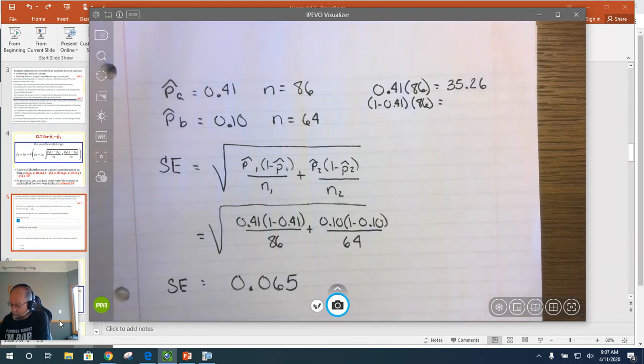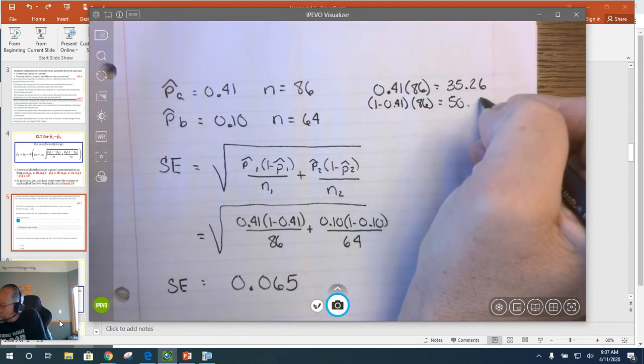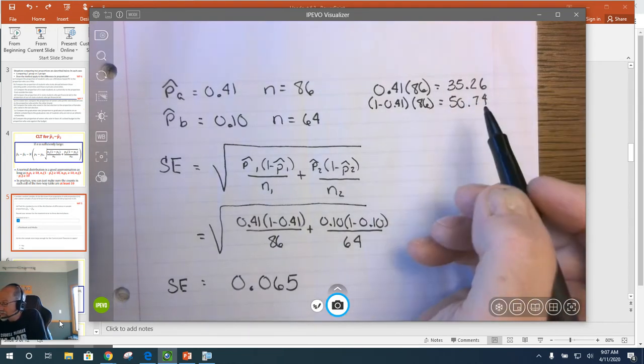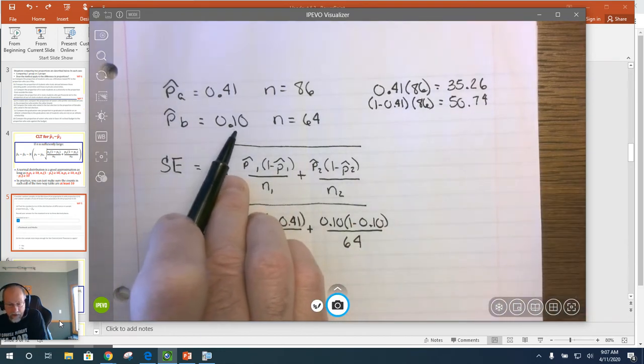And I'll just do the calculation for you. 1 minus 0.41, that's 0.59 times 86. It's going to be even bigger. It's 50.74, sorry. When in practice, what I really do, I go to this one over here and I always grab the smaller value. And then I check my smaller value and I see if my smaller value actually makes it.